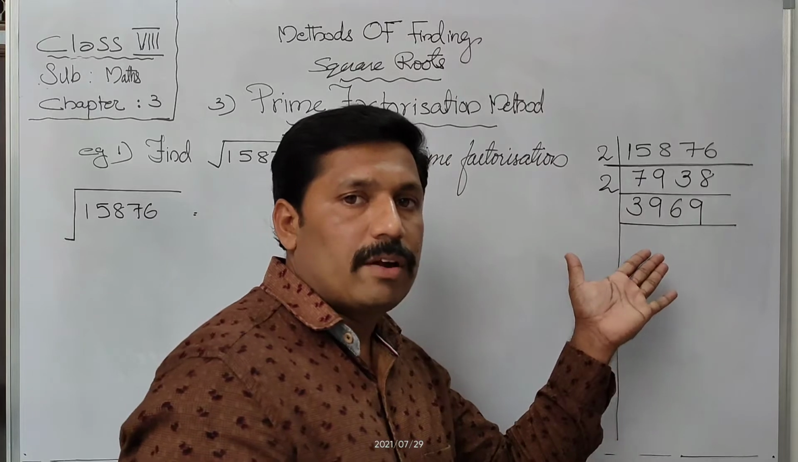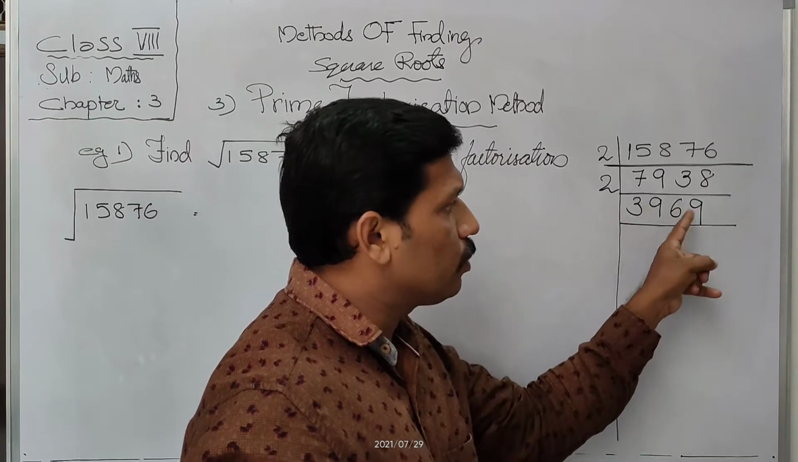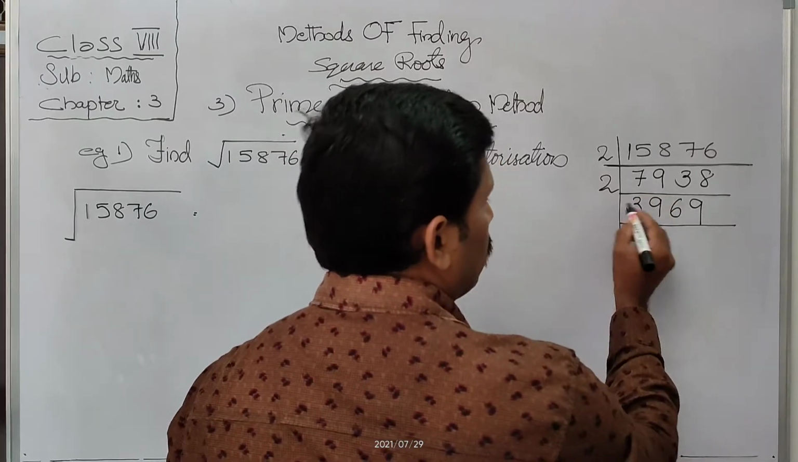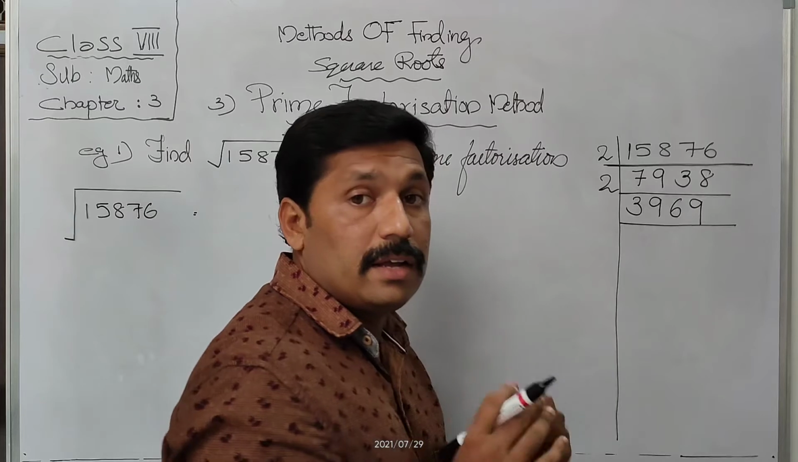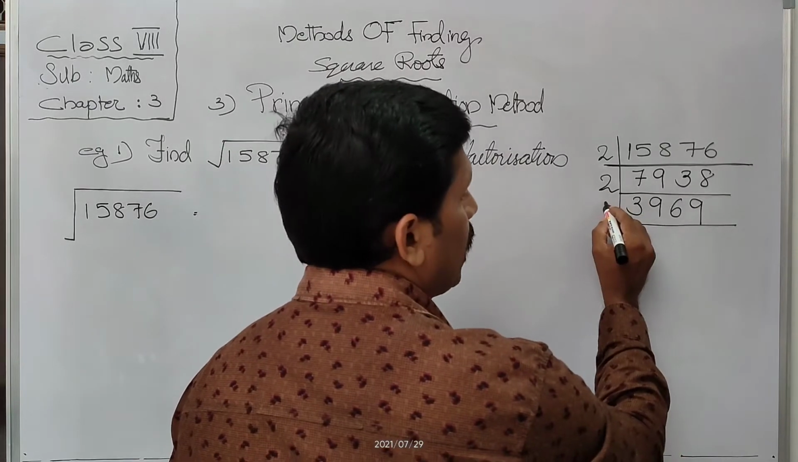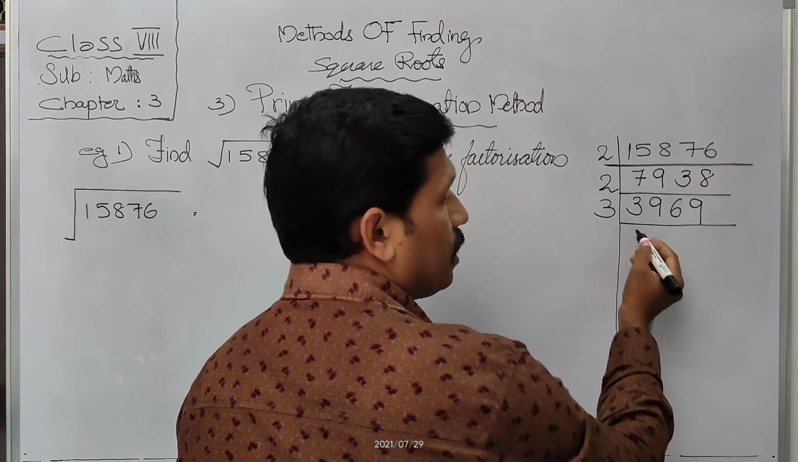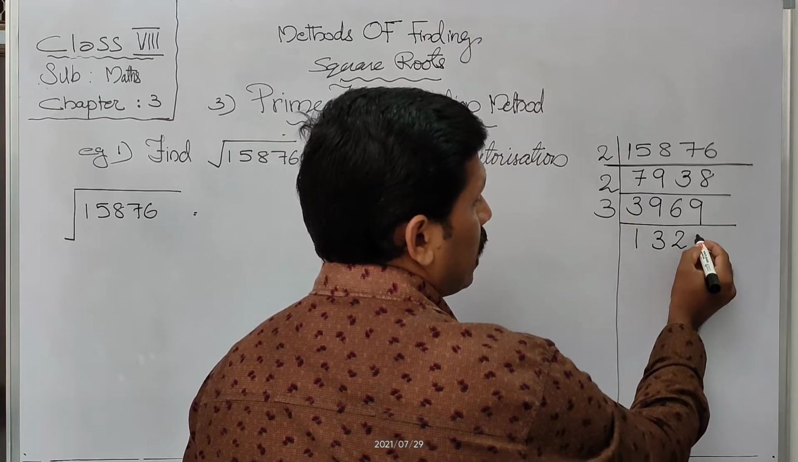Now listen students, we cannot divide it by 2. Now the next prime number is 3. Is it divisible by 3? Yes, it is divisible by 3. How to check that it is divisible by 3? We add all the digits, and if the sum comes in 3 table, then it is divisible by 3. This number is divisible by 3, therefore we divide it by the next prime number 3. 3 1s are 3, 3 3s are 9, 3 2s are 6, and 3 3s are 9.